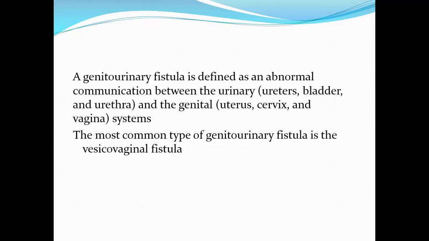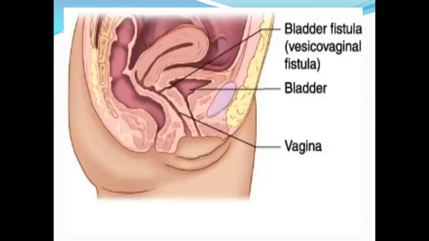The most common type of genitourinary fistula is the vesico, it means the bladder, vaginal fistula. So it is the fistula between the bladder and the vagina. You see here, this is the uterus, and here is the vagina, and here the bladder and the urethra. The close proximity of the urinary system with the genital system explains the risk for developing such a fistula.